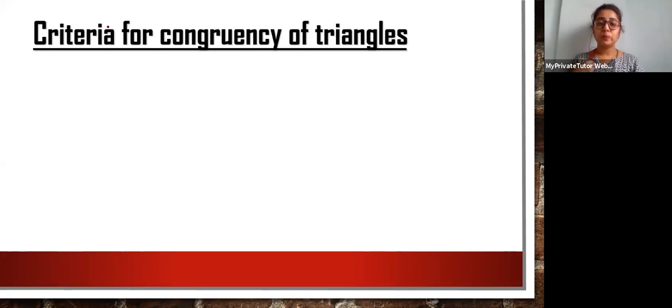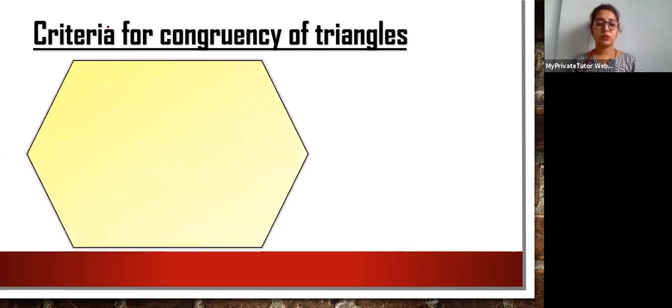Like if you want to study 10th standard, what is the criteria for studying 10th standard? You have to complete your 9th standard, correct? Same is true for the criteria for congruency of triangles as well. Whenever we have two triangles, there is some criteria which should be fulfilled, and on the basis of that we can prove that both the triangles are congruent. So what are those criteria?